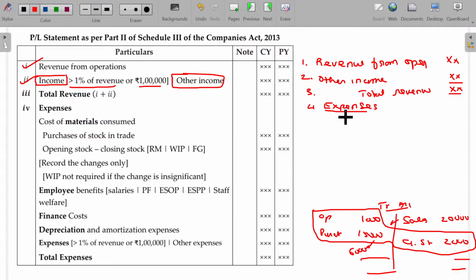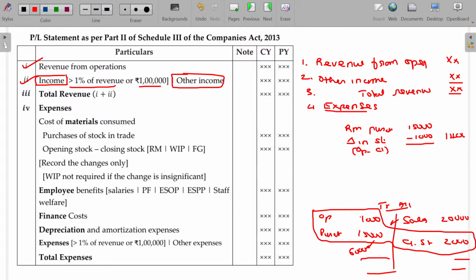Under expenses, raw material purchased. How much? 15,000. Changes in stock. If the closing stock is more than the opening stock, it's a revenue, so minus 1,000. Otherwise, the changes in stock is nothing but opening stock minus closing stock. 1,000 minus 2,000 is minus 1,000.